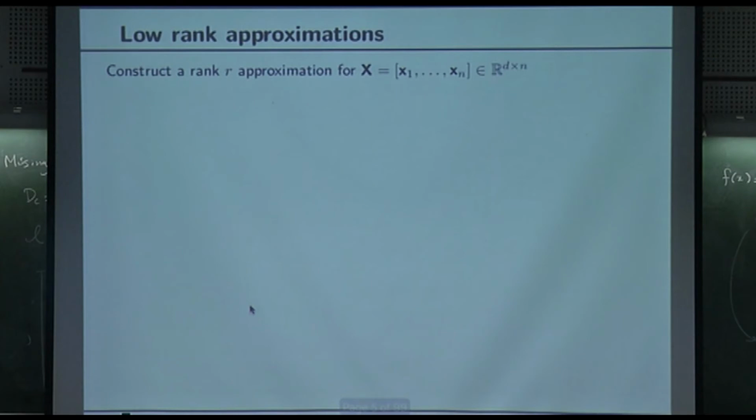Suppose I want to construct a rank R approximation to this matrix. So I have a matrix X, with columns x1 through xn. And I want to construct an approximation to this matrix which has lower rank. What is the maximum rank that this matrix can have? It's the minimum of D and N. So this R better be much smaller than D and N. The idea is that you want to create an approximation which is smaller than that.